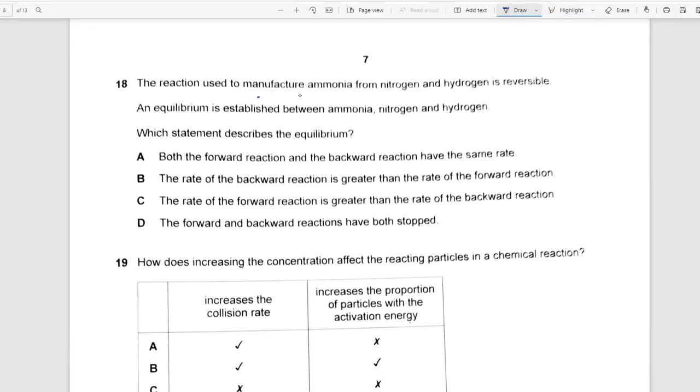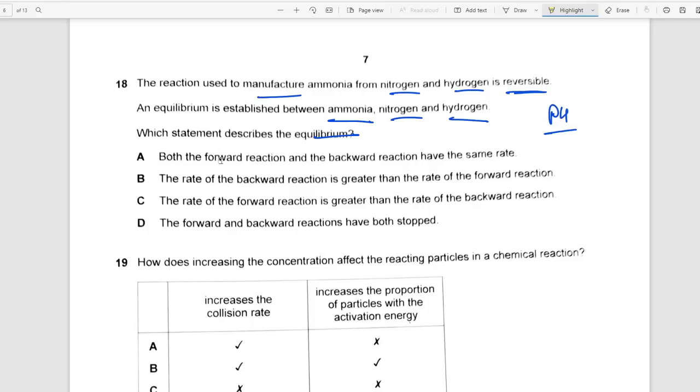The reaction used to manufacture ammonia from nitrogen and hydrogen is reversible. We know this. This is called the Haber process. An equilibrium is established between ammonia, nitrogen and hydrogen. What does equilibrium mean? This is really tested in the paper 4 question, so you need to know this, because equilibrium is when the rate of forward reaction equals the rate of backward reaction, and the amounts of reactants and products are constant. So we're looking for something like that.